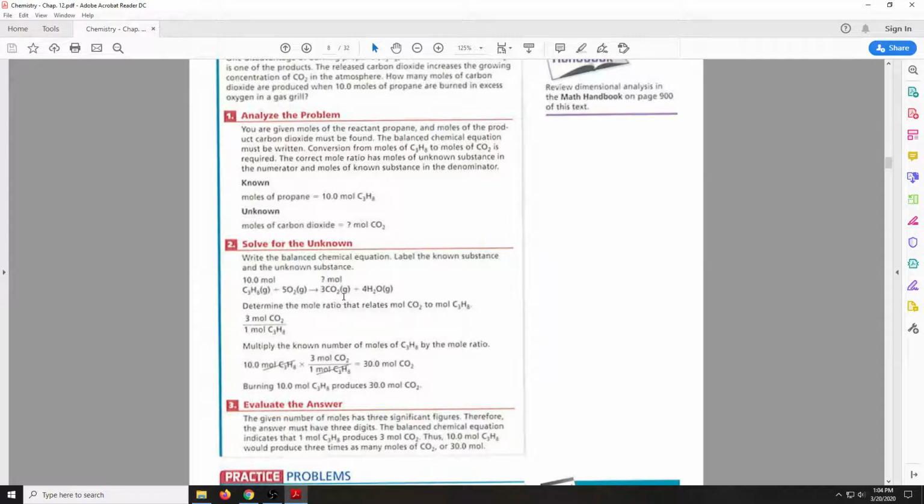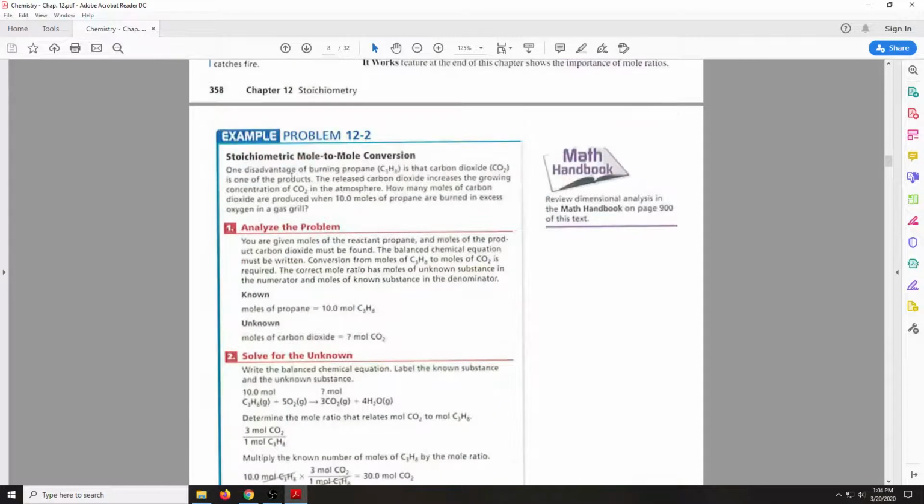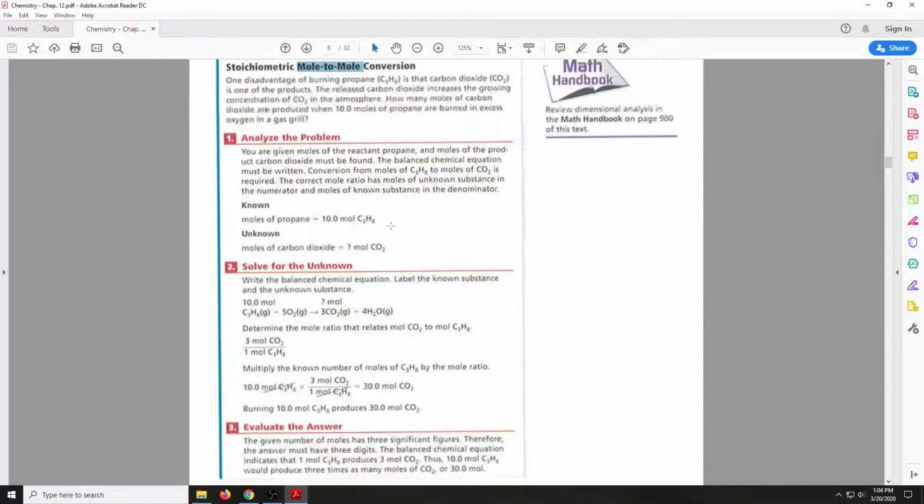And that makes sense, right? If we have 1 mole of this, we have 3 moles of that. So just multiply everything by 10. If we had 10 moles of this, we should have 30 moles of this. And that's it for mole-to-mole conversion. The only thing we need to do is balance the equation and get the correct mole ratio.